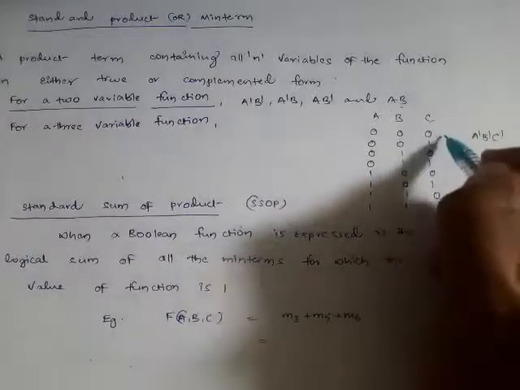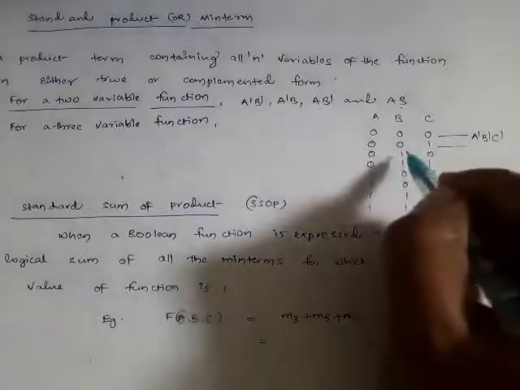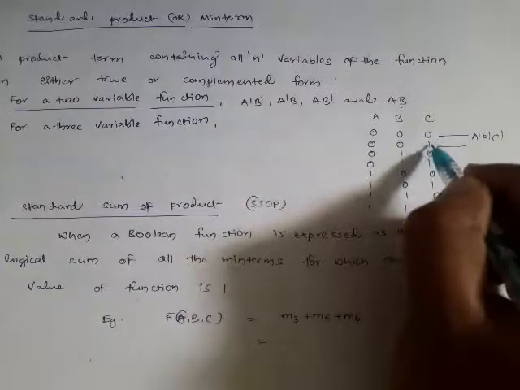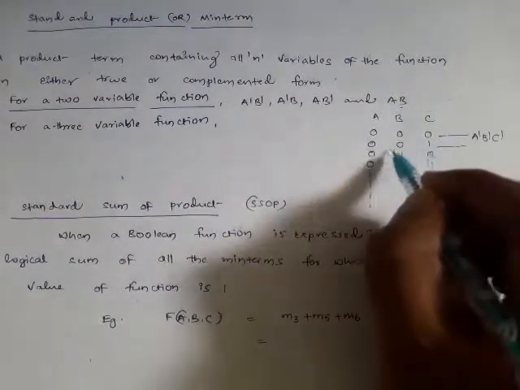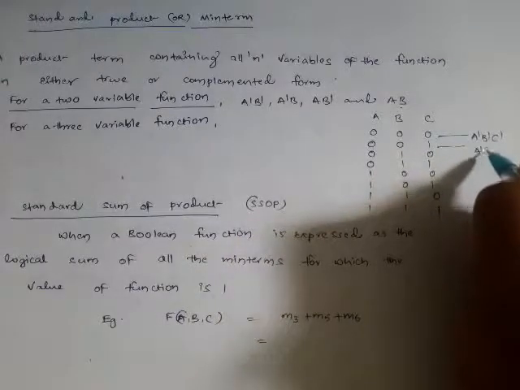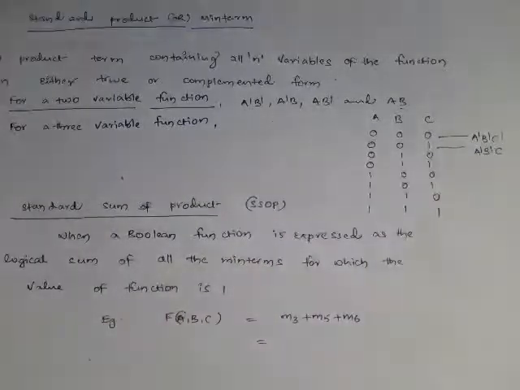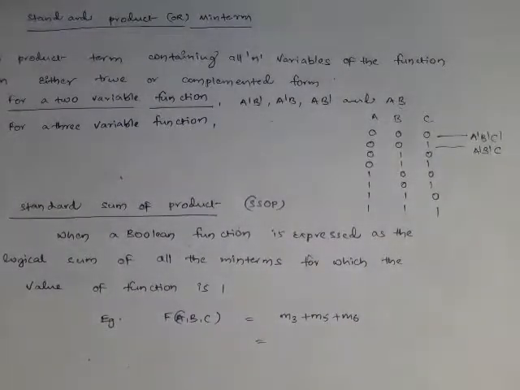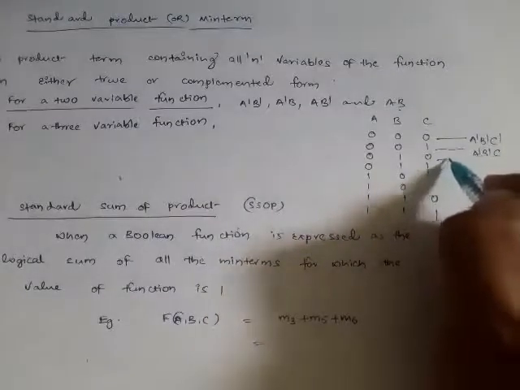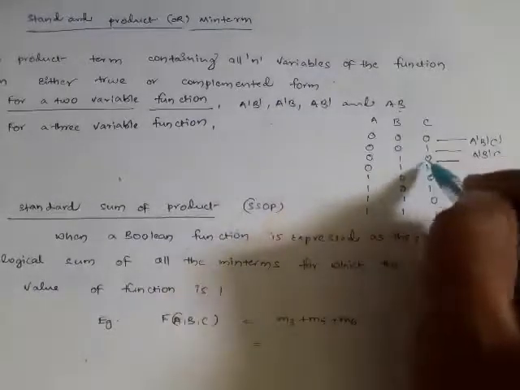Similarly, we can write one more minterm corresponding to this set of values for the input variables: A equal to 0, B equal to 0, C equal to 1. So A and B must be in complemented form and C must be in original form. So this way we can write minterms. So A equal to 0, B equal to 1, C equal to 1.